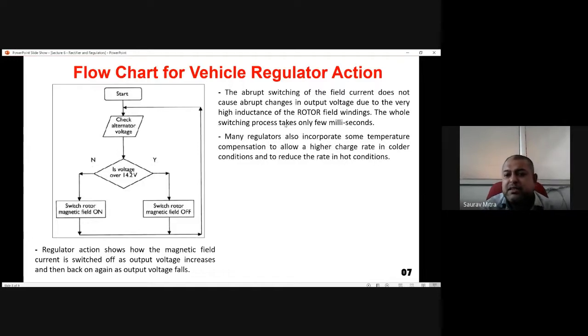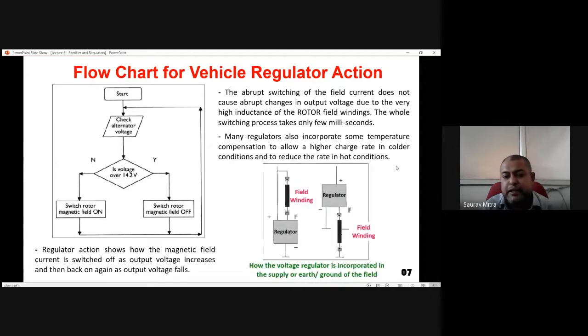So many regulators also incorporate some temperature compensation to allow a higher charge rate in colder conditions, and to reduce the rate in hot conditions.